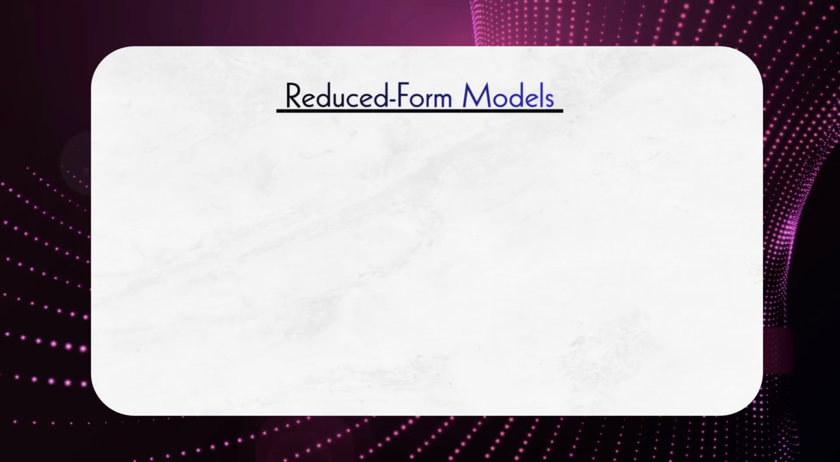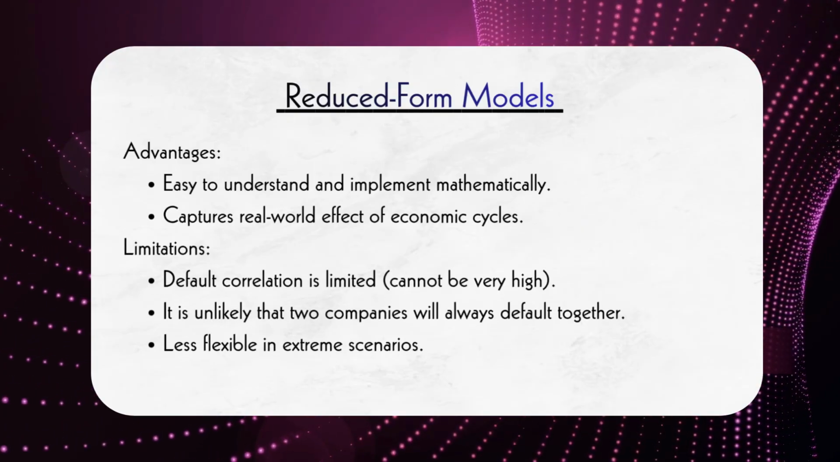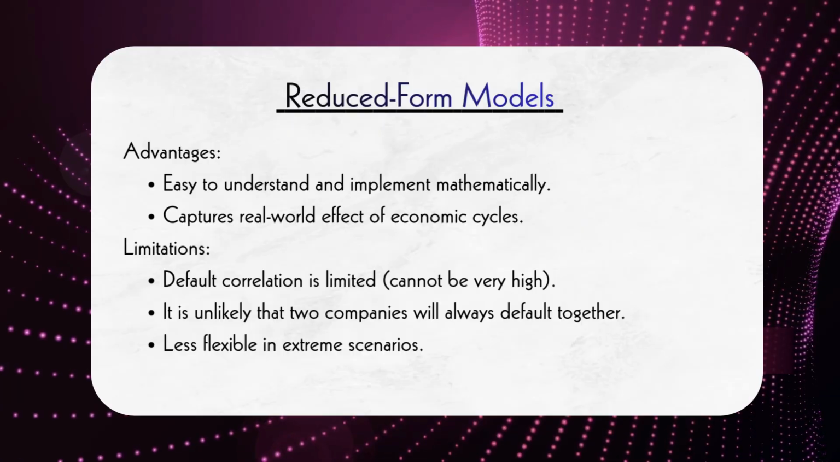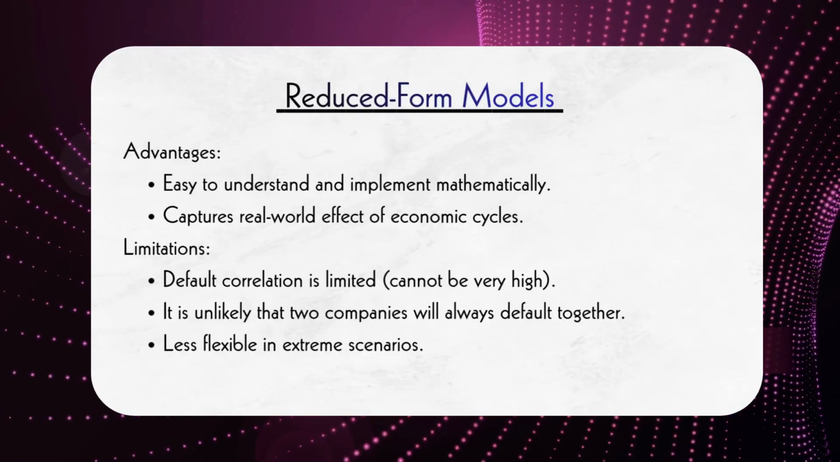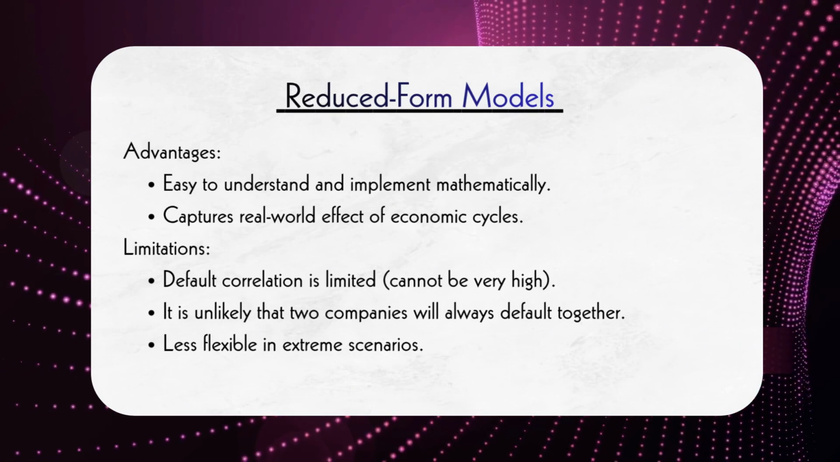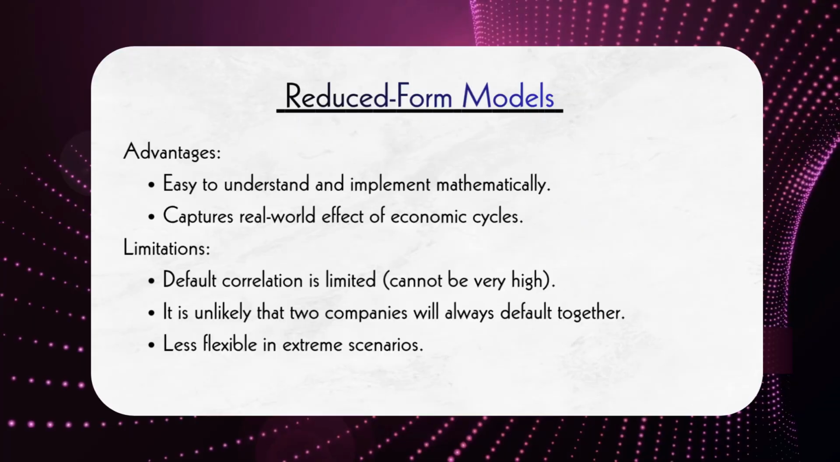The main advantage of reduced form models is that they are simple and capture real-world economic trends. However, the level of default correlation is limited. It is unlikely that two companies will always default together just because of economic factors. A good way to remember this is, companies default together because the economy affects them.